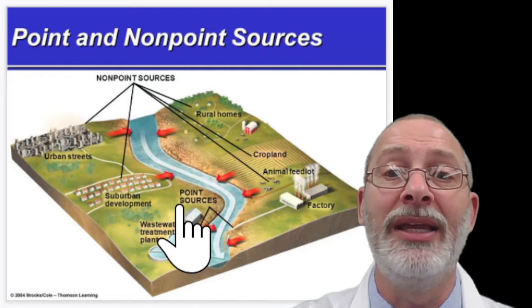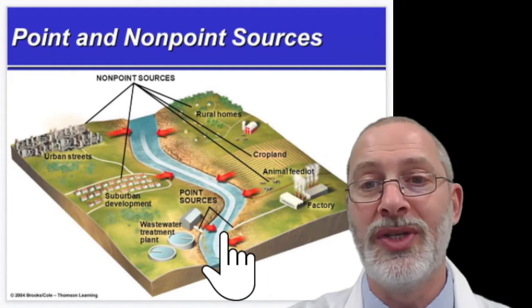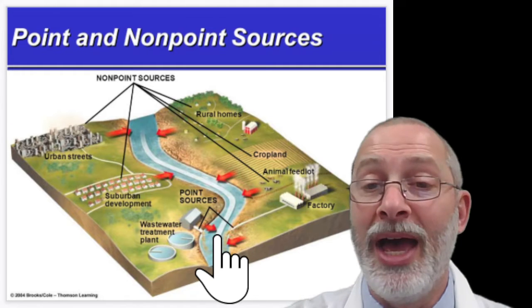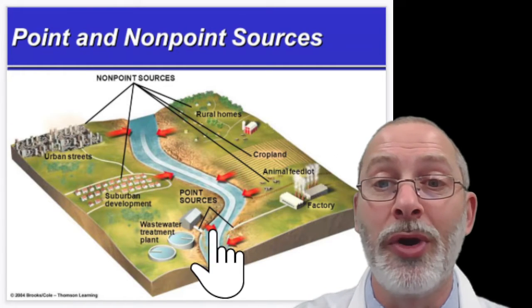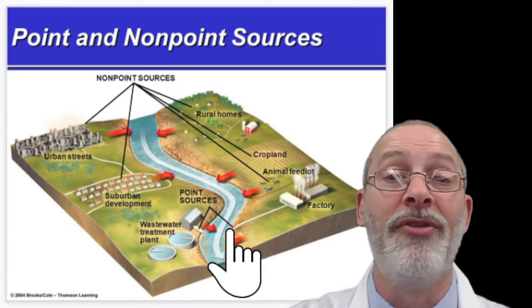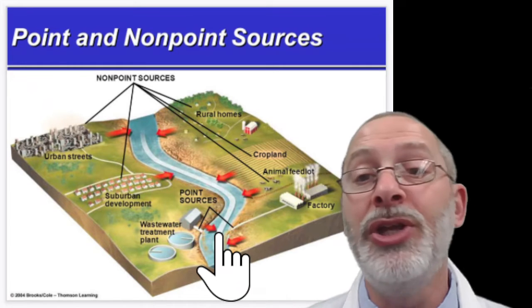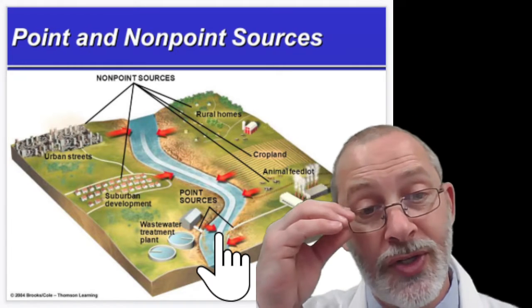Wastewater treatment plants is more than likely a point source. Factories are a point source. In that previous picture, we saw how the pipes came into a water body. These type of facilities can provide a single outlet of pollution that can be traced back to a single source.